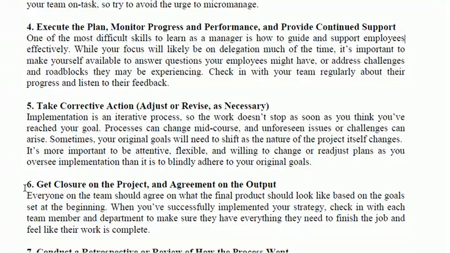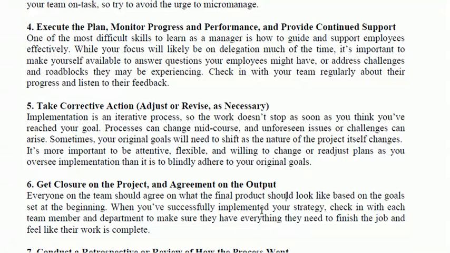Okay, then the sixth is about getting closure on the project and agreement on the output. Now everyone is working, corrective actions have been done, monitoring is done, support is being provided. Now, when the product is about to get finished, during the final product, everyone should know how the final product will look. Everyone on the team should agree on what the final product should look like, based on the goals set at the beginning.